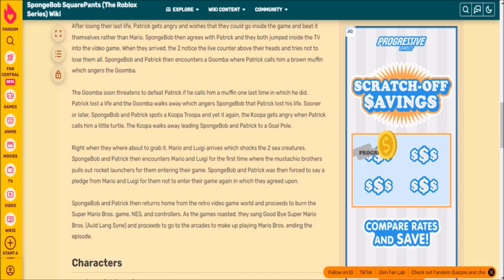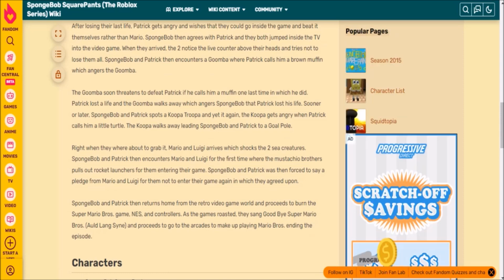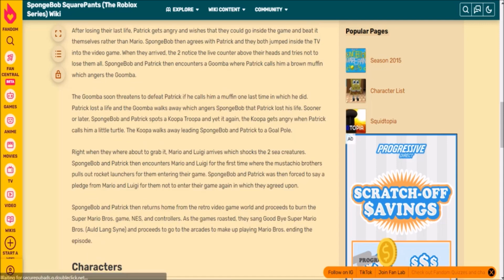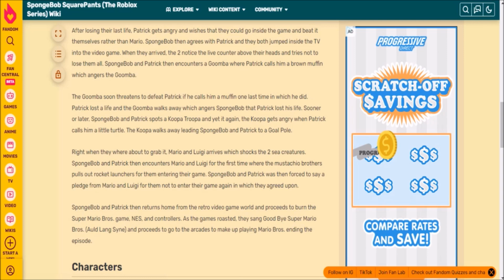SpongeBob and Patrick then encounter Mario and Luigi for the first time, where the Mustachio brothers pull out rocket launchers for them entering their game. SpongeBob and Patrick were then forced to say a pledge for Mario and Luigi for them not to enter their game again, which they agreed upon.